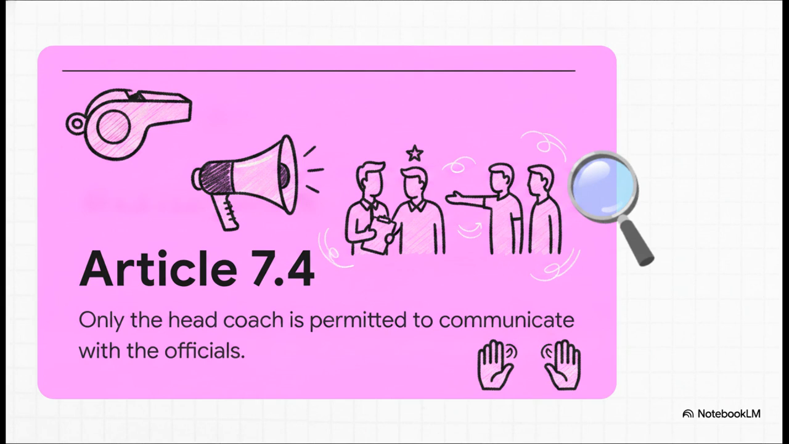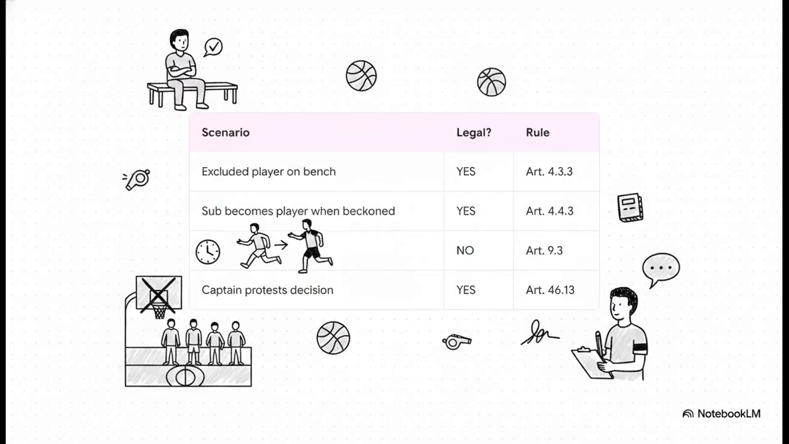According to Article 7.4, only the head coach is permitted to communicate with the officials to get information. The rulebook purposely designates only one voice of authority for a team on the sidelines. This prevents chaos, maintains order, and ensures the referees aren't just completely overwhelmed by multiple coaches arguing or asking questions all at the exact same time. Now, what's really interesting about this slide is how it perfectly illustrates the black and white nature of FIBA regulations.